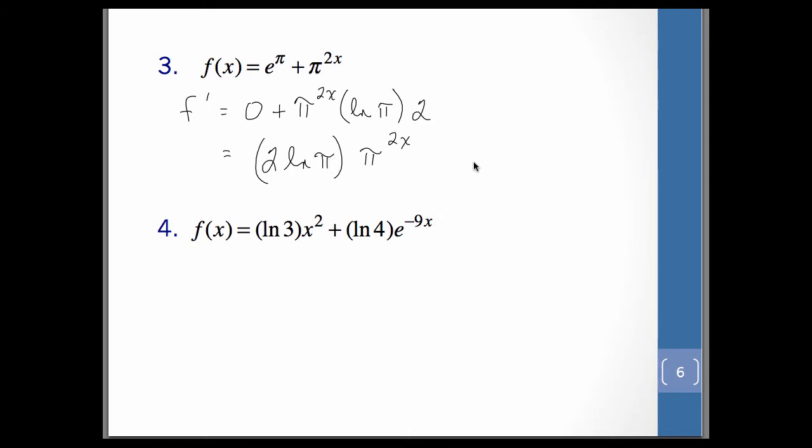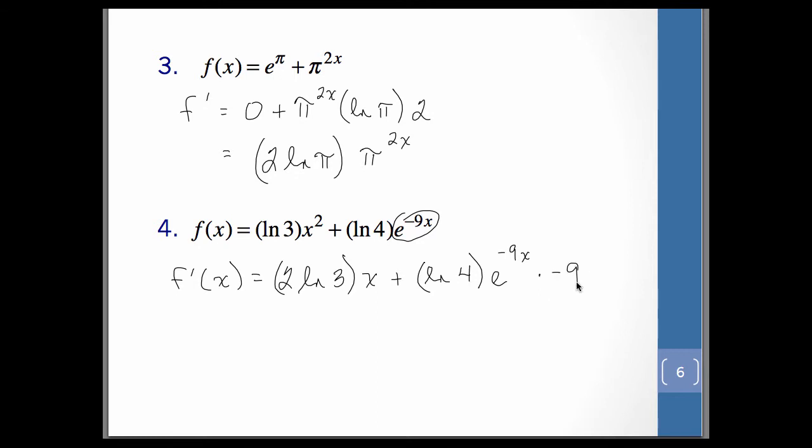Now in the next one, you do need to remember again, natural log of 3 and natural log of 4 are both numerical values. So when we go to do the derivative of natural log of 3 times x squared, that's really just a power rule problem. So we'll have 2 natural log of 3, and that's just times x, plus, we'll keep the natural log of 4 there for now. And now we're doing the derivative of that. So that's that e to the u rule. So we'll have e to the negative 9x times negative 9. So we can rewrite it a little bit. Have 2 natural log of 3 times x. We can make this minus 9 natural log of 4 perhaps, e to the negative 9x.